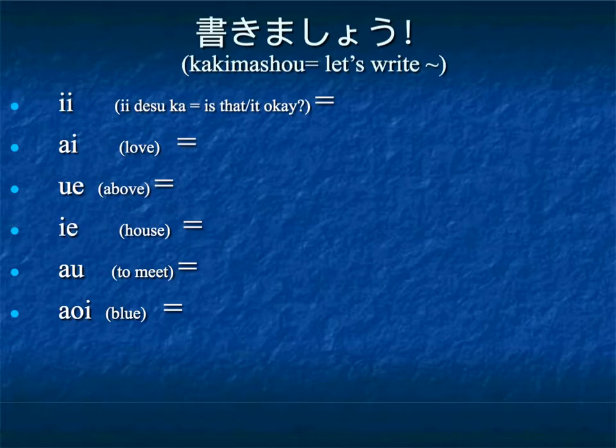For this part right here, I wanted to see whether or not you could try to write it. You can pause the video right now and you can get out a piece of paper and you can write them down, and then you can watch this portion and see whether or not you got them right. Okay, so this first one is e, which means good or okay. So it's in the phrase you might hear me say in class, "ii desu ka," which means is it good? Is it okay? And that is, remember our two eels?